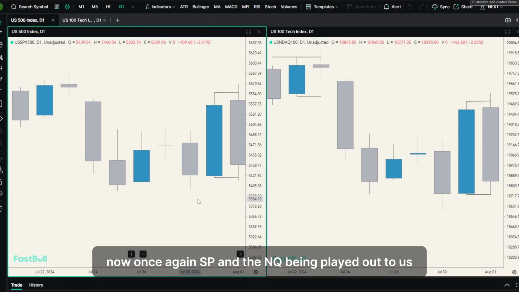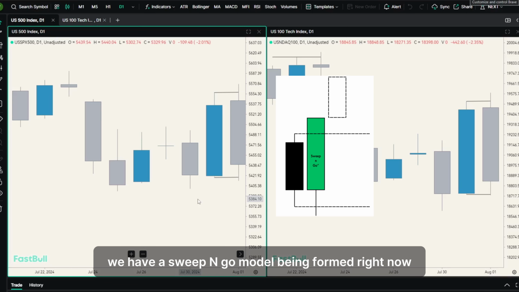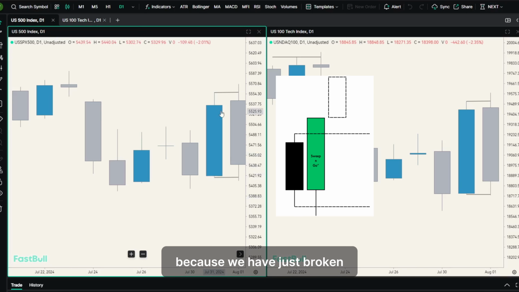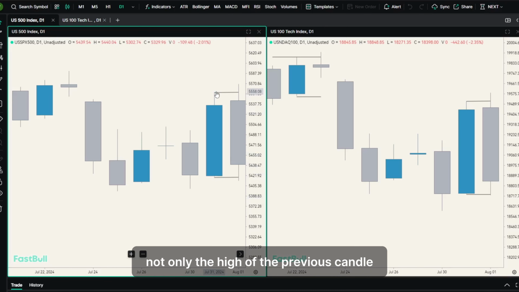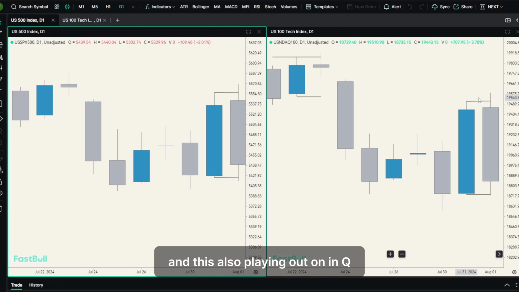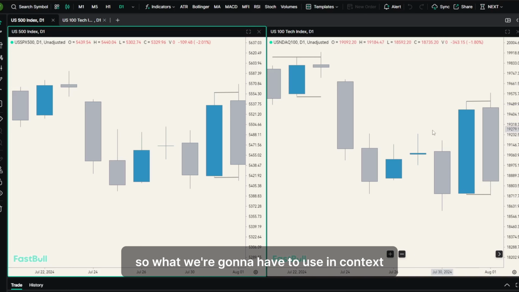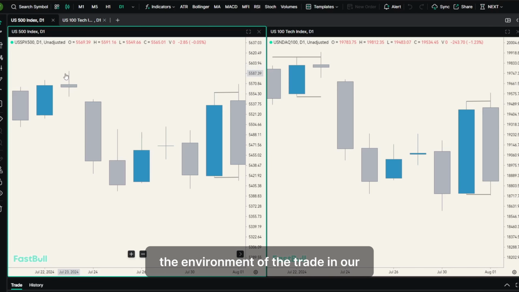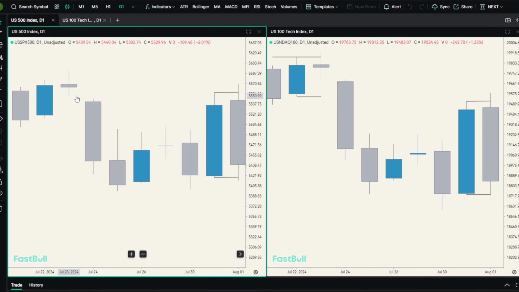Now, once again, with S&P and the NQ playing out for us, we have a sweep and go model being formed right now, because we have just broken not only the high of the previous candle, but also the low of that previous candle. And this is also playing out on NQ. From this position, we can't really tell if we're going to have a bullish candle or a bearish candle printed. So we're going to have to use the environment of the trade in our favor, okay?